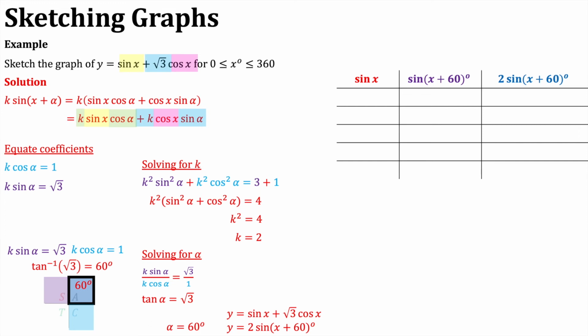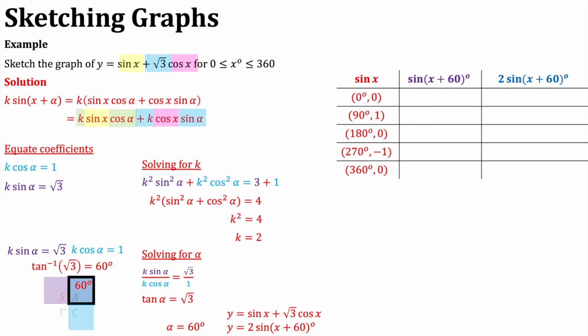So looking at the significant points on the graph of y equals sine x, I would have these points: (0, 0), (90, 1), (180, 0), (270, -1), and (360, 0). So you can see I've got roots at (0, 0), (180, 0), and (360, 0). I have a maximum turning point at (90, 1) and a minimum turning point at (270, -1).